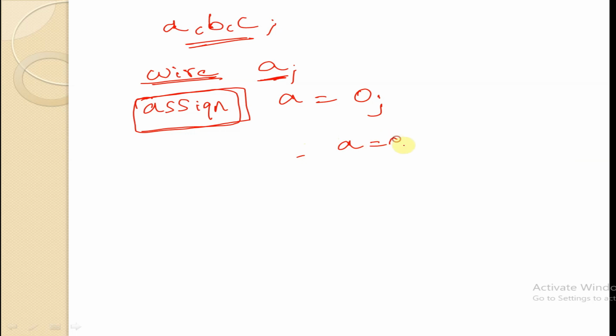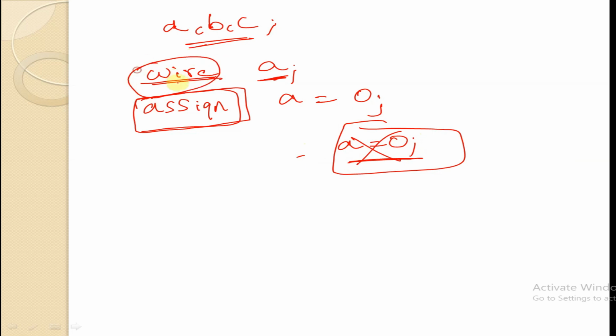Simply we cannot write A is equal to 0. This is not valid because it is declared as wire. So if we use a wire, then we should use the keyword assign, A is equal to 0. Simply we cannot assign A is equal to 0. This is not valid.